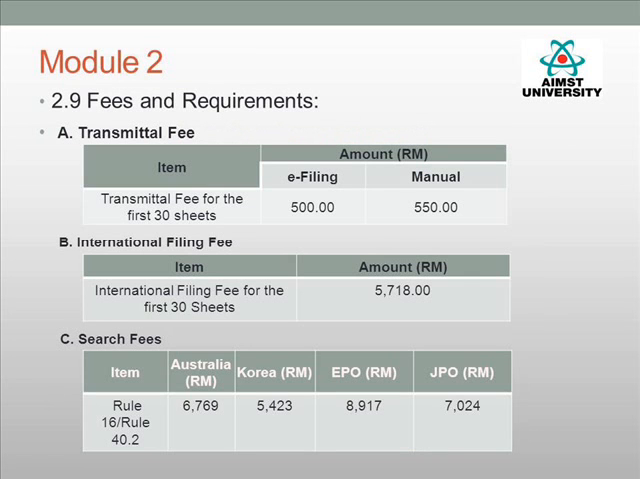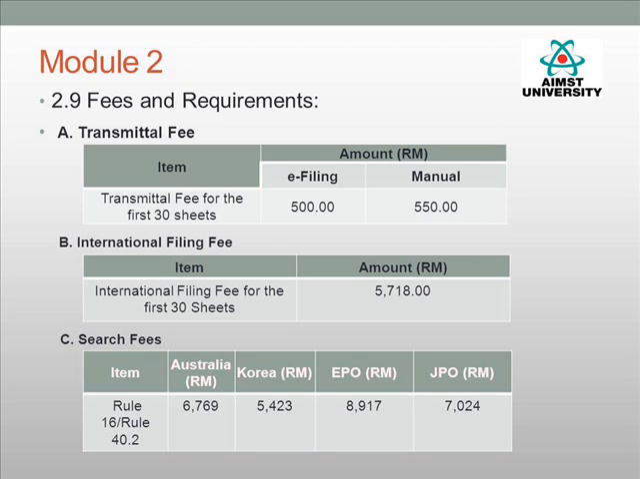Fees and requirements. For filing an international application under PCT and considering the PO as a receiving office, there are 3 categories for payment. This includes the transmittal fee for the first 30 sheets, via online mode is 500 and manually 550 ringgit. Another one is the international filing fee for the first 30 sheets, which is RM 5,718.